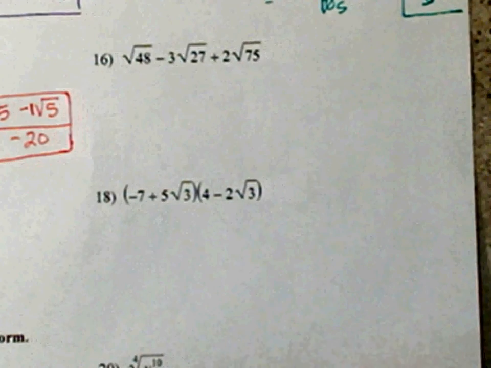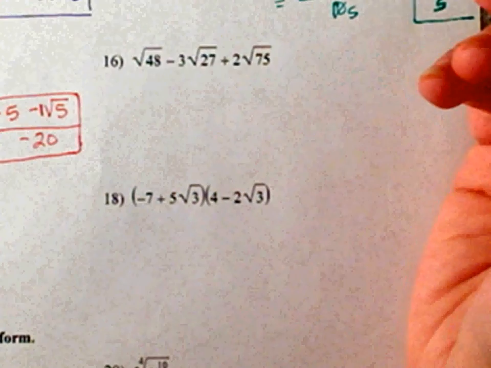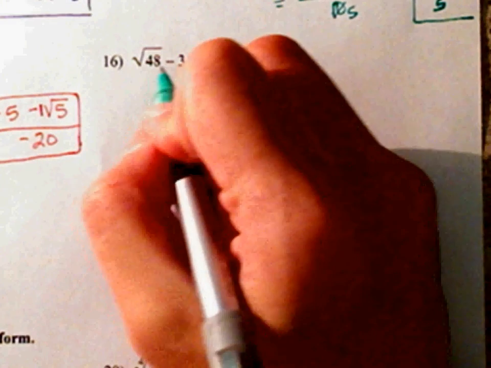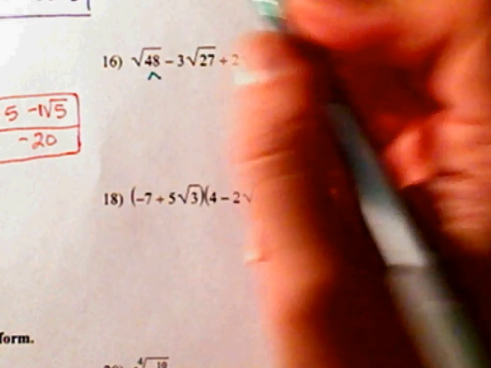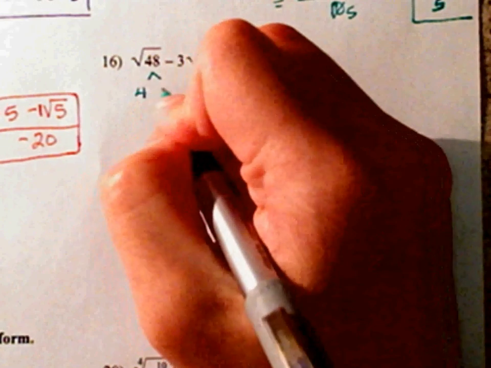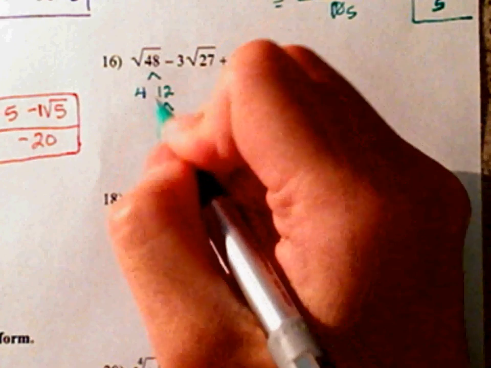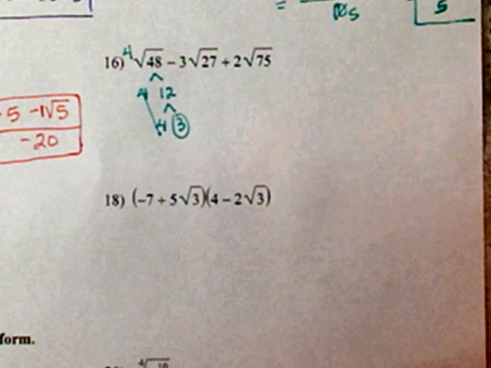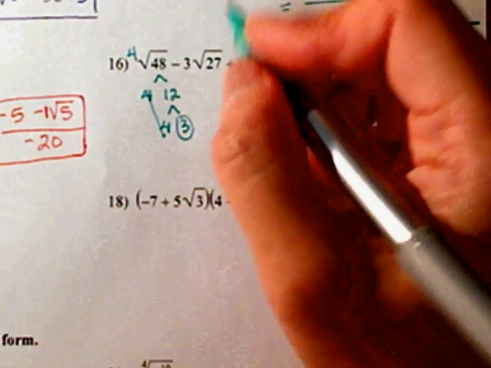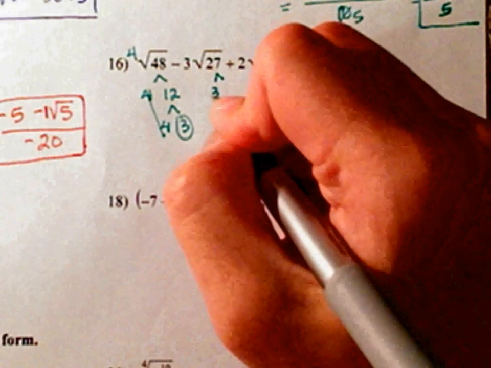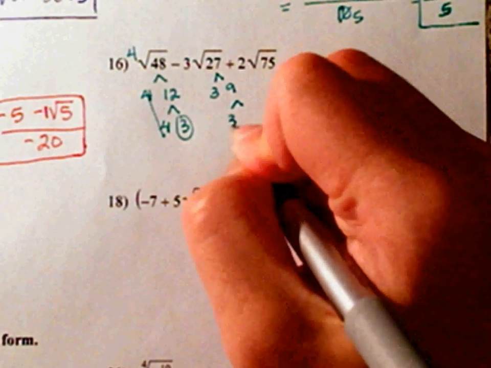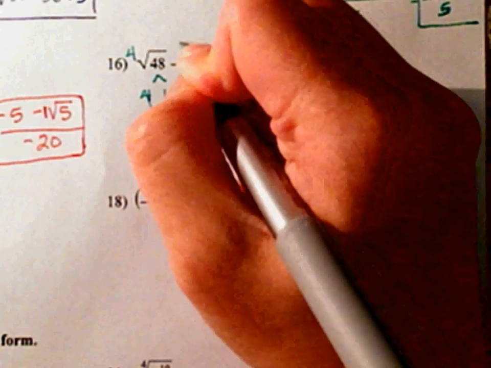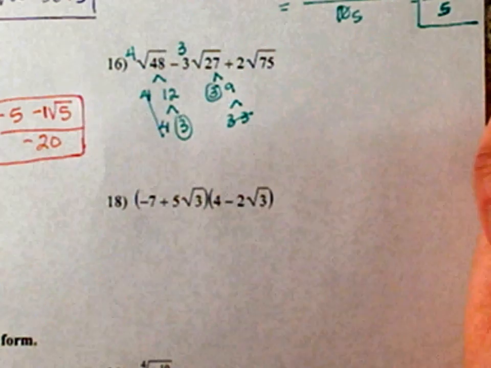Number 16. This one is very much like number 13. Notice, these are not perfect squares. Factors of 48, 4 and 12. Factors of 12, 4 and 3. 2 of a kind. Bring out my 4, 3 left over. Okay? Factors of 27, 3 and 9. Factors of 9, 3 and 3. 2 of a kind, 3 left over.